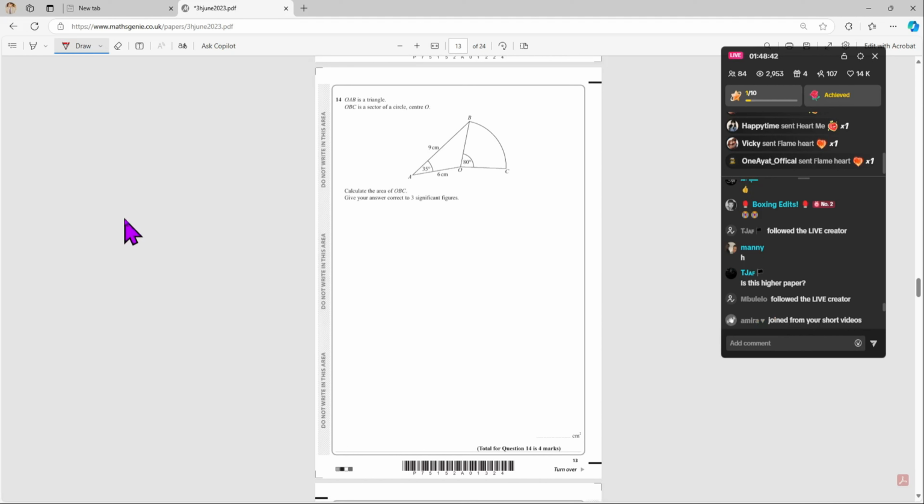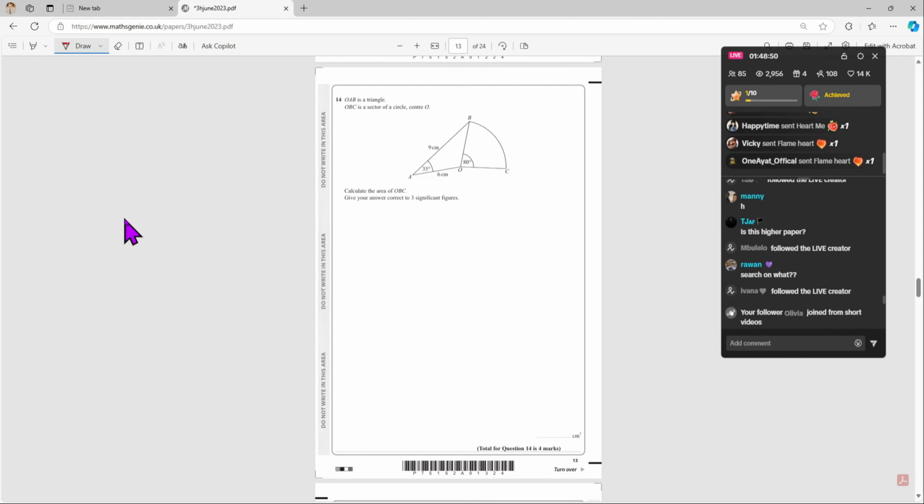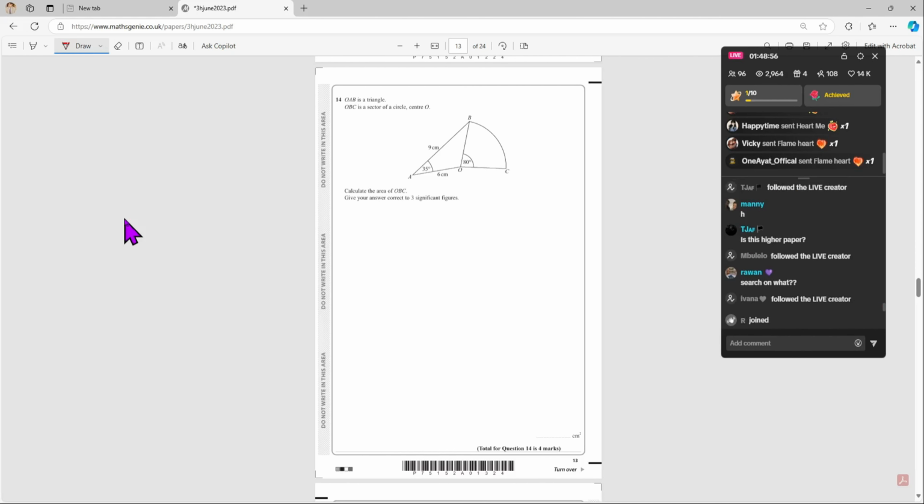OAB is a triangle. OBC is a sector of a circle. Center is O. Calculate the area of OBC. Give your answer correct to 3 significant figures.